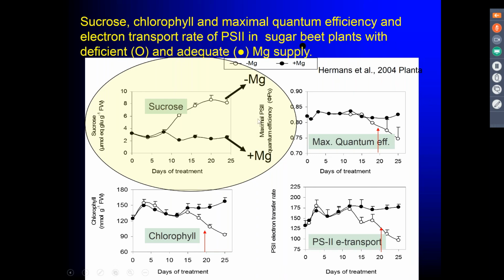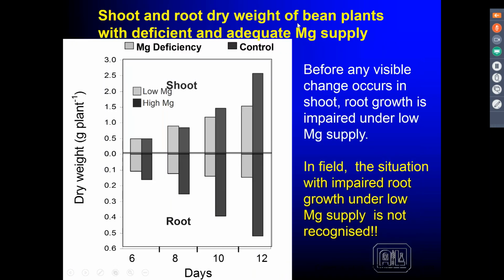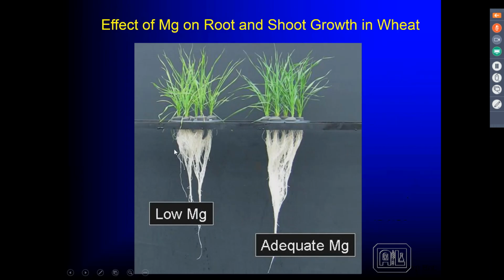Above ground parts of the plant, you really can't see it, but very shortly after we have magnesium deficiency, you can see what happens to the root growth. We have a real problem happening at the root level, even though you don't see it quite as visibly in the above ground parts. And this is low magnesium versus adequate magnesium root growth in wheat.